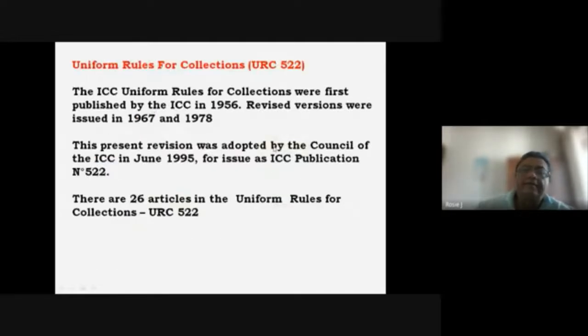The present revision was by Council in 1995. There are 26 articles in that, in the Uniform Rules of Collection, URC, right? It's covered. So everybody subscribes easily. Any interpretation, they go by this, it is the law. Don't talk. That's it. Otherwise the Chinese guys will talk one way, the Hong Kong guys will talk one way, Germans will talk one way. My God, it will be a mess, right? And British will talk some other way.